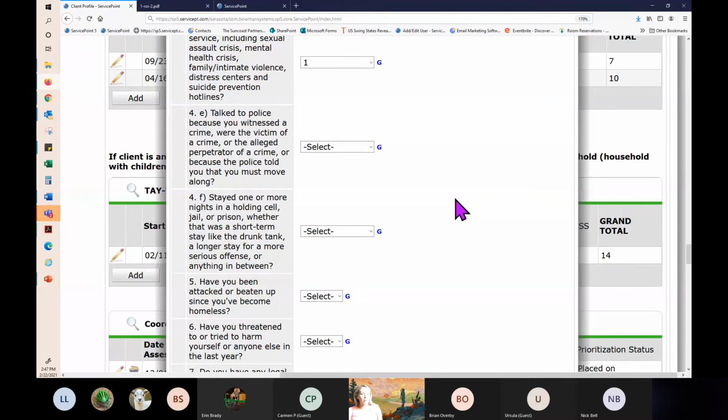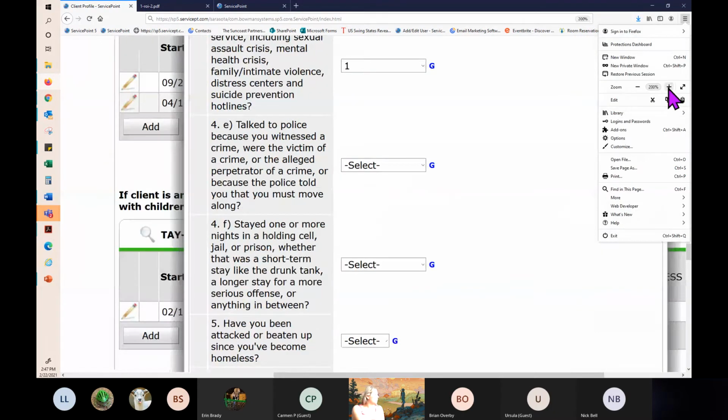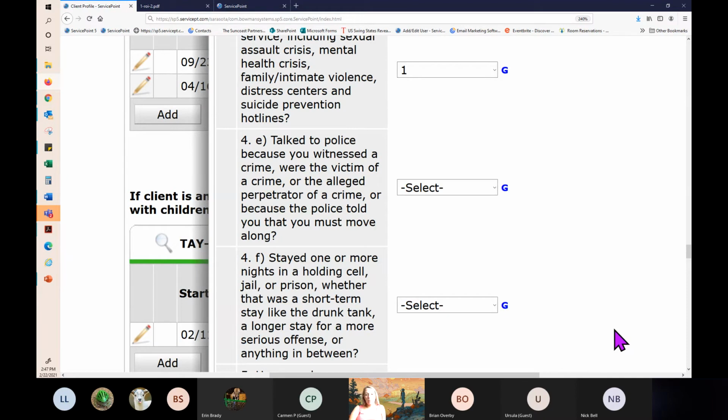How many times have you talked to the police? Let me zoom in just a bit because it is a little small. How many times have you talked to the police because you witnessed a crime, were the victim of a crime, or the alleged perpetrator of a crime, or you were told that you just simply must move it along? I think in definitely Sarasota County, we have a lot of homeless outreach team members, and maybe they're not the police, or maybe the police have asked clients to move that along. They don't have to have gone to jail, but how many times have you been asked to move it along because of your homelessness? So we'll say 2 for that.